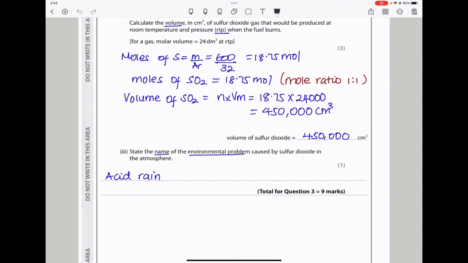And lastly, they say, state the name of the environmental problem caused by sulfur dioxide in the atmosphere. Sulfur dioxide causes acid rain, so that should be your answer here. So this brings us to the end of question 3. Let's continue to question 4.